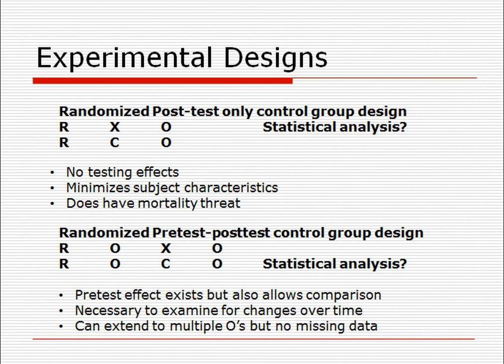The randomized pre-test, post-test control group design. You randomize the participants, you do your first testing, then you implement your treatment, and then you have your control, and then you test again. This is a really common design in our field. There is a pre-test effect, but we've got the randomization, and we want to look at measures over time. So this is called repeated measures analysis of variance, or repeated measures ANOVA.